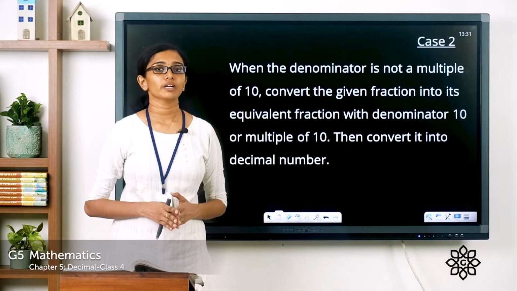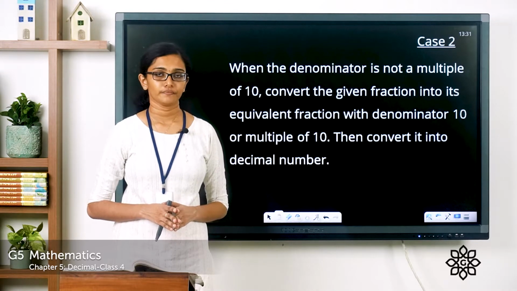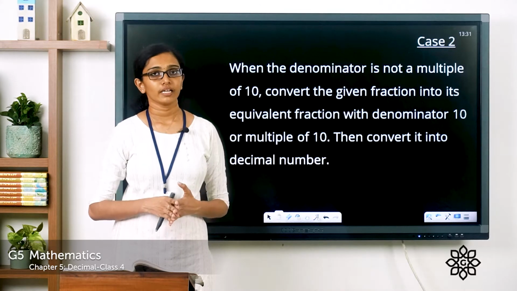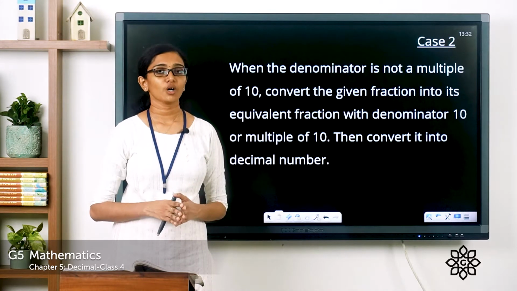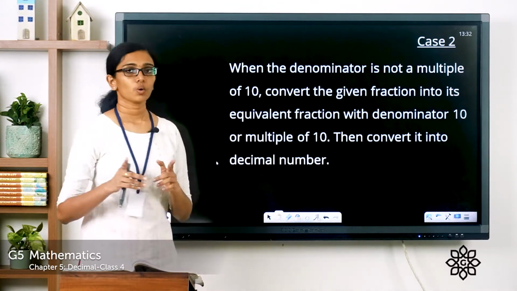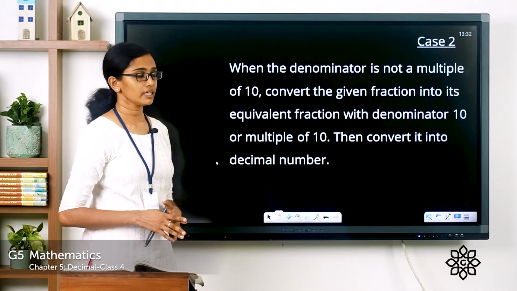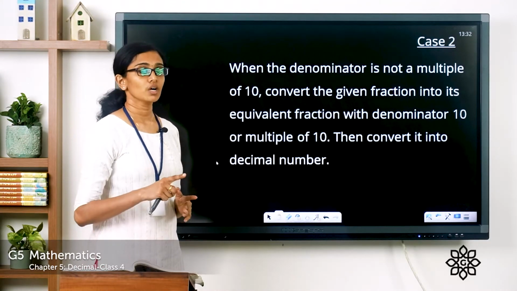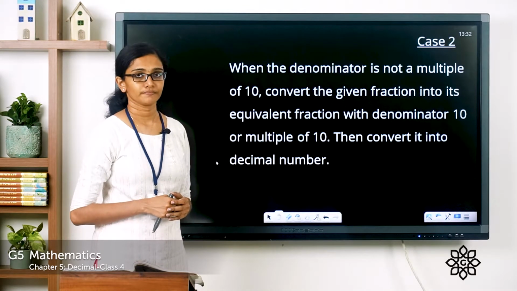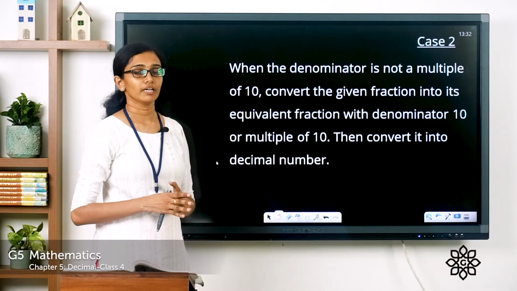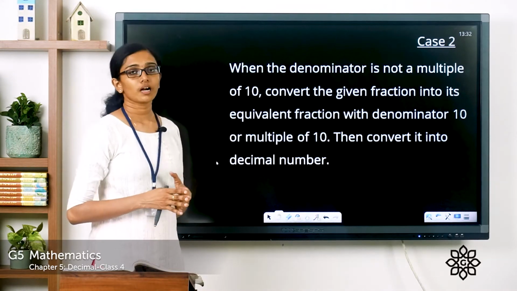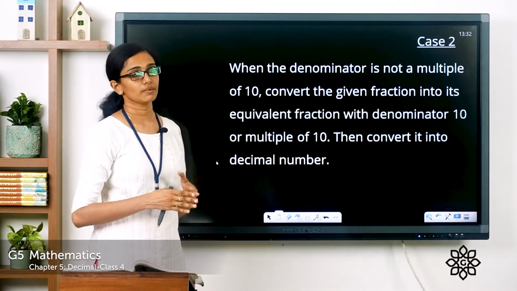Now, let's see the second case. What if the denominator is not a multiple of 10? What if it is like 2 by 3 or 2 by 5 or 7 by 25? In that case, how do we convert that fraction into a decimal number? In that case, when the denominator is not a multiple of 10, we first convert the given fraction to its equivalent fraction so that the denominator becomes a multiple of 10. And once the denominator becomes a multiple of 10, then you can convert the fraction into its decimal form.